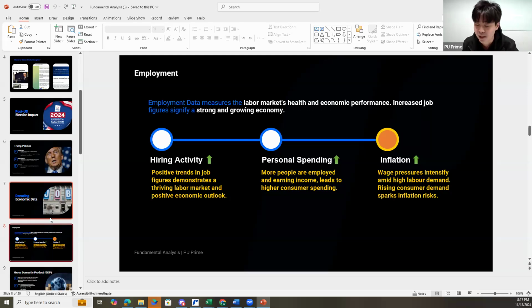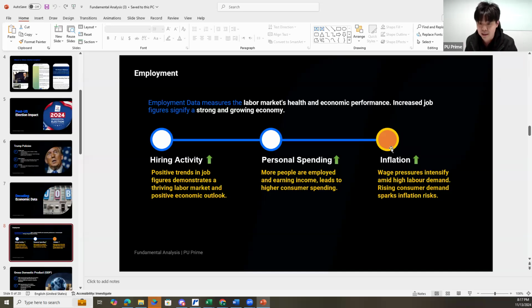Employment data is very simple for us to track. Employment data measures the labor market's health and the economic performance. Increased job figures signify a strong and growing economy. It's very simple. The job market is one of the very important economic indicators of a country.